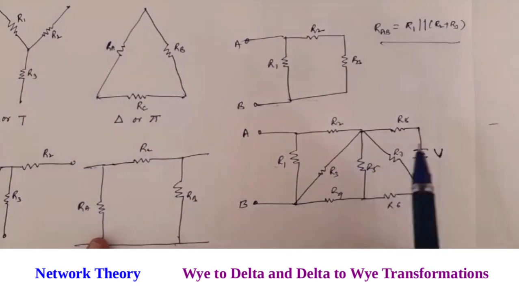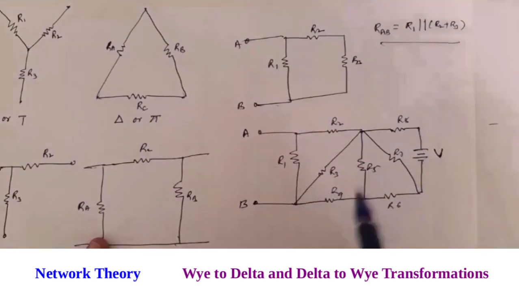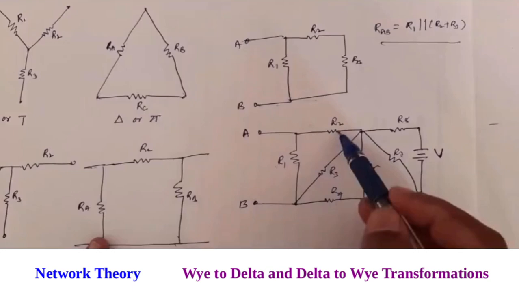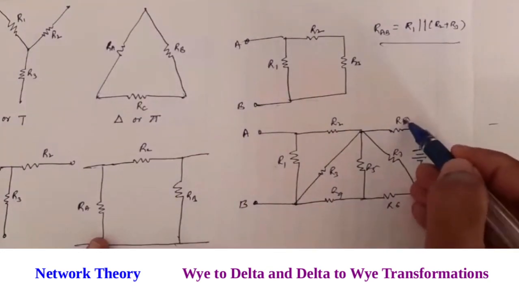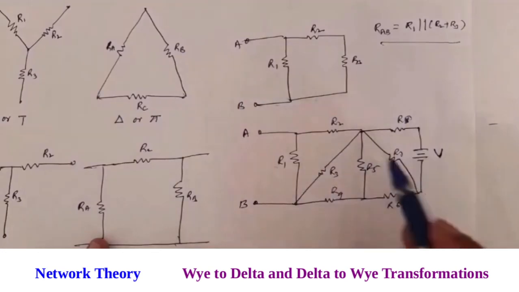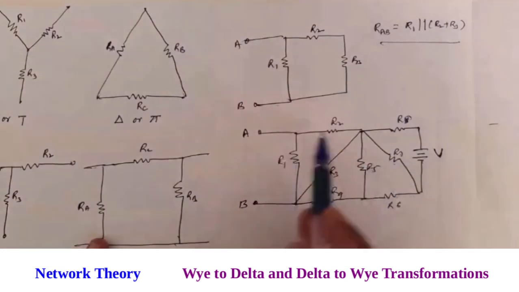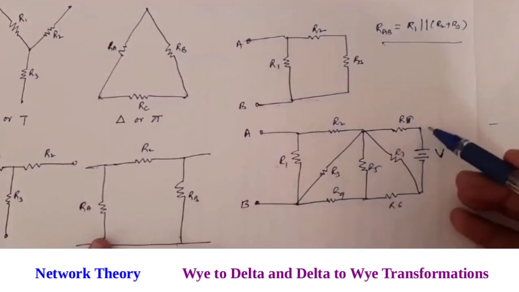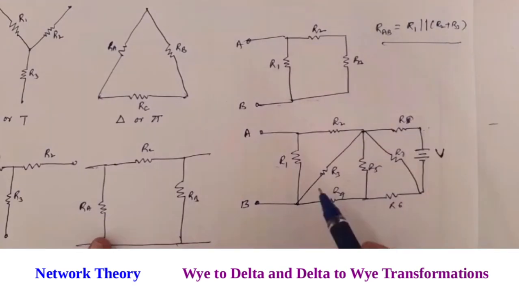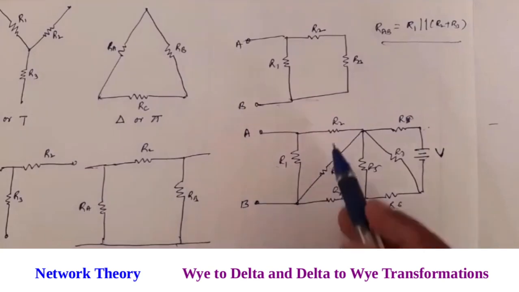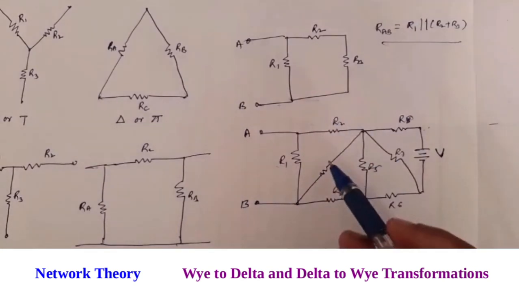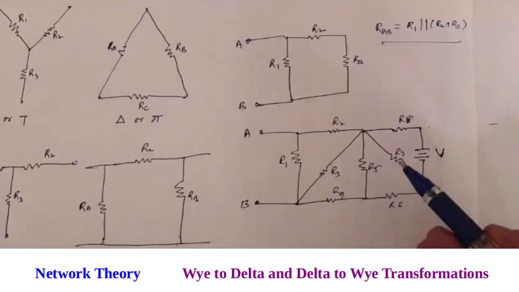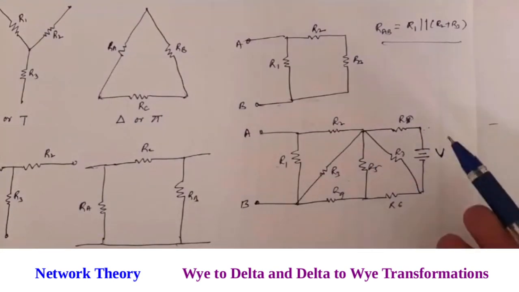But here you can see there are delta and star networks, meaning Y and pi networks, or Y and delta networks. Here you can see the Y or T network: R2, R8, R5 will form a T network. Otherwise R2, R5, R3 will form a T network. Otherwise R5, R7, R8 will form a T network. And there are delta networks also: R1, R3, R2 is one delta network, R3, R4, R5 is another delta network, and R5, R6, R7 is one more delta network.